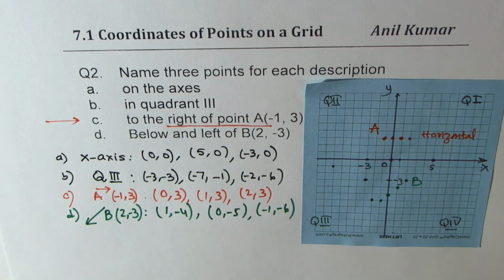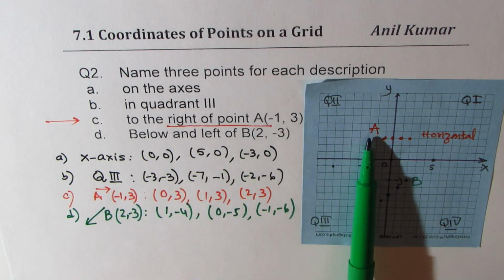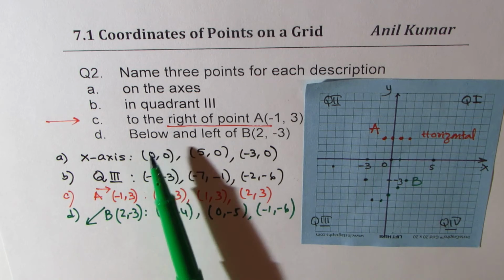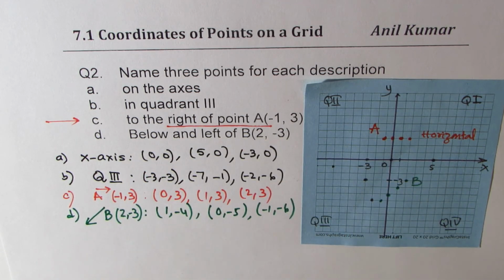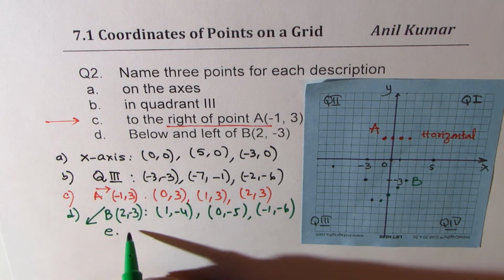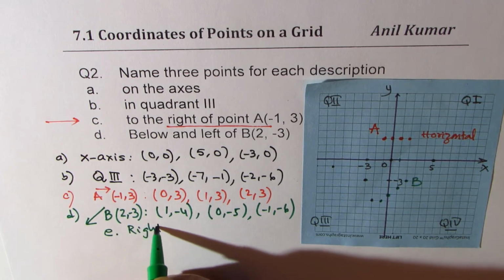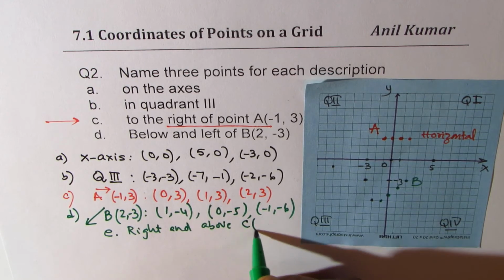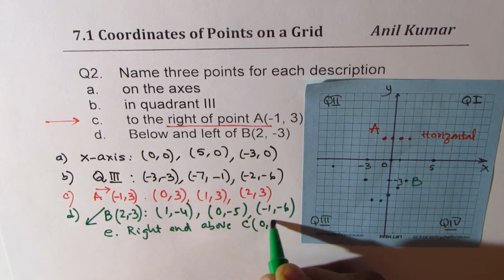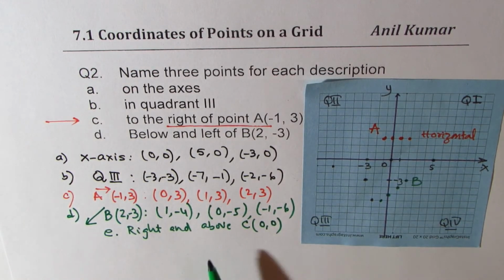So likewise, you could get many other points. I hope this concept is clear, right? So when I say right of a point, we have to move horizontally, whereas when I say below and left, we are moving kind of diagonally. Do you see that? That is how you could get more points. Now, E for you is right and above, let's say point C, which is, let's say, origin. So that is for you to practice. Give me 3 points which are right and above of 0, 0.